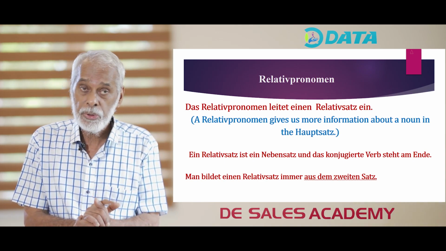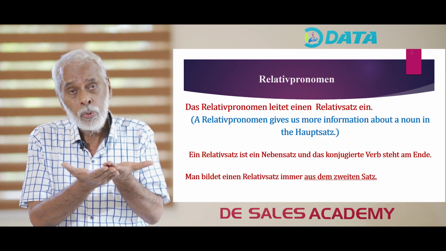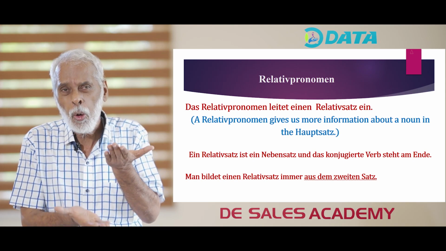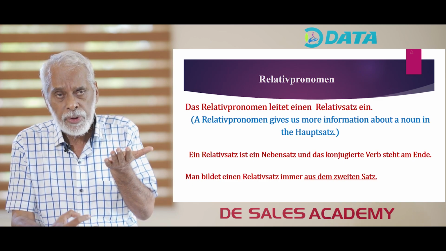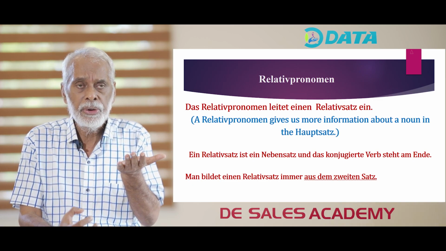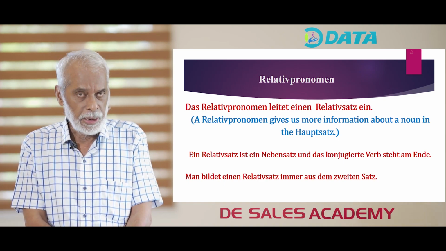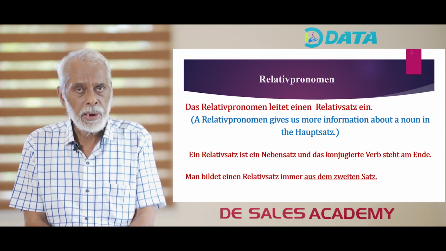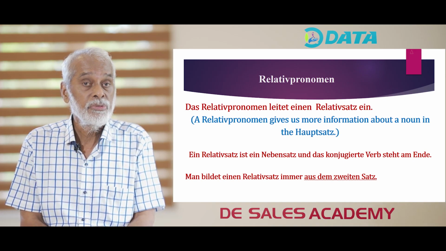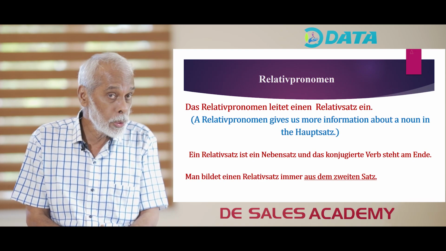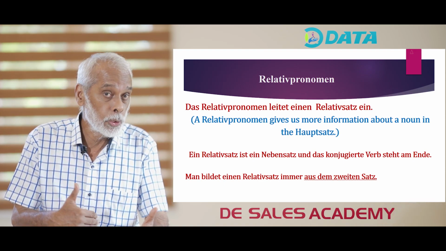And the most important thing that you have to know is that we are having two sentences, two Hauptsätze, two main sentences, and we always try to make a relative sentence from the second sentence. That means, man bildet einen Relativsatz immer aus dem zweiten Satz. This is a golden rule that you have to keep in mind, otherwise you will go wrong.